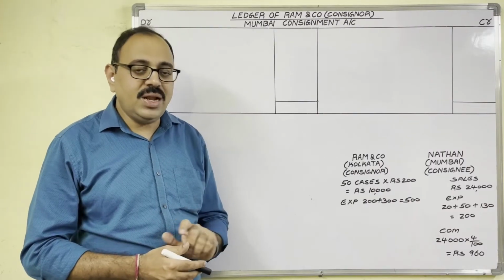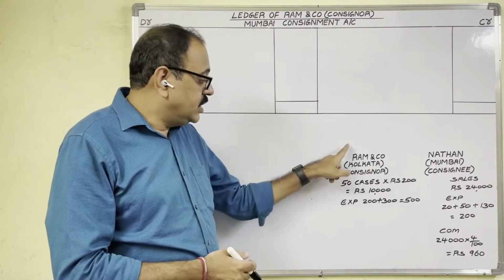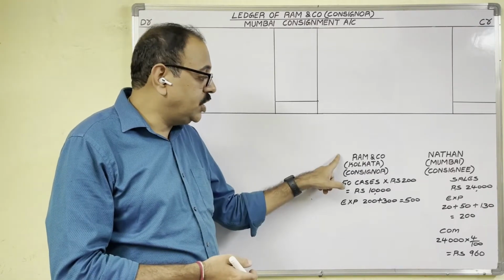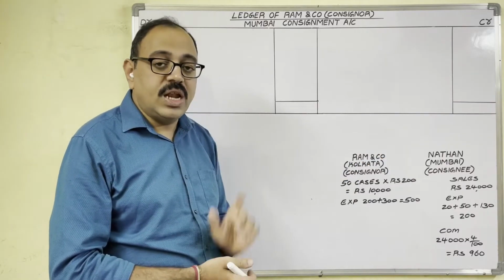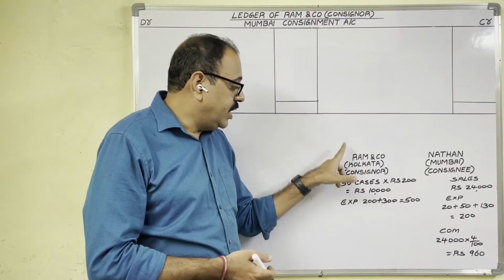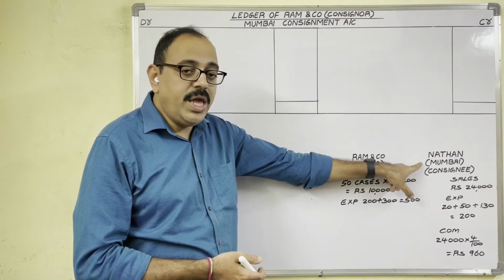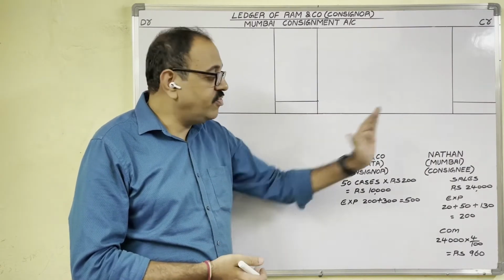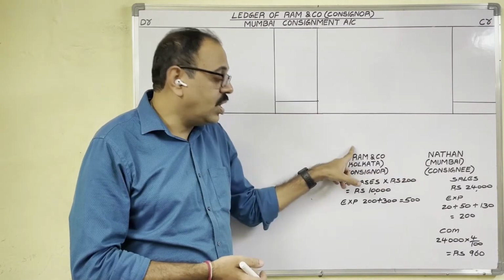Important points of this question I wrote on the board. See, Ram and Company is a trader running his business in Kolkata. Not only in Kolkata, he wants to sell his goods in Mumbai also, so he appointed one agent in Mumbai, Nathan. The agreement between these two parties is that Ram and Company sends his goods to Mumbai, and Nathan has to sell these goods in Mumbai on behalf of Ram and Company. Then, after taking his commission and deducting his expenses, he has to send the remaining sale proceeds to Ram and Company.